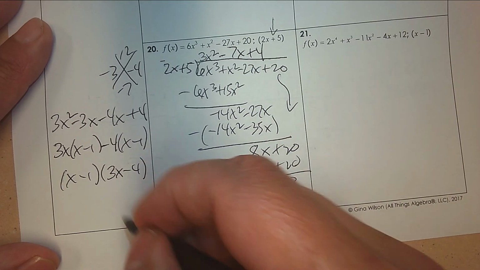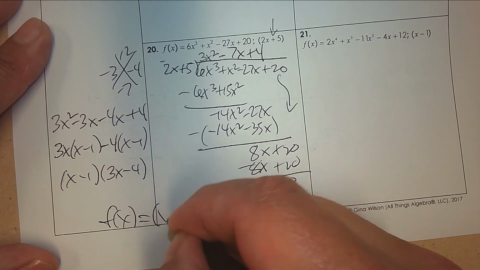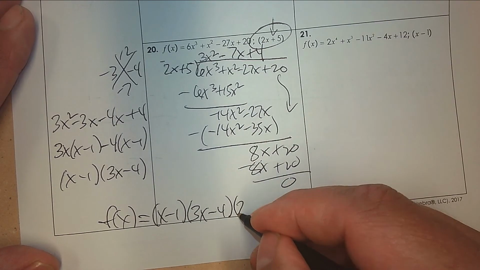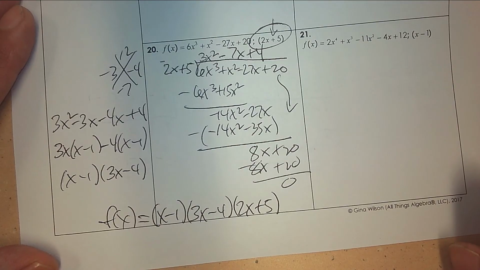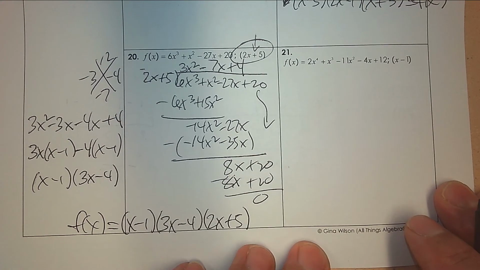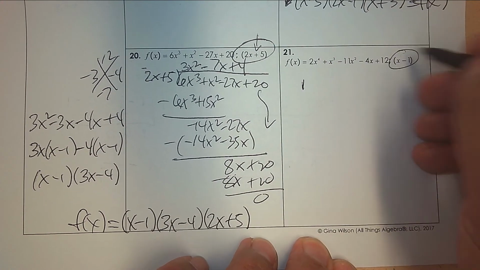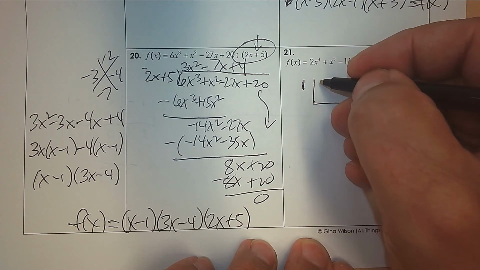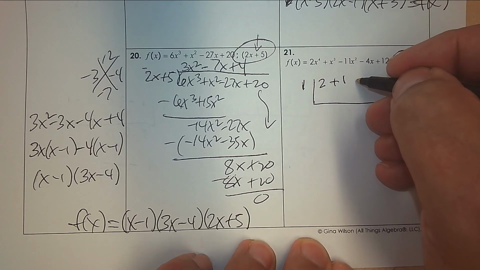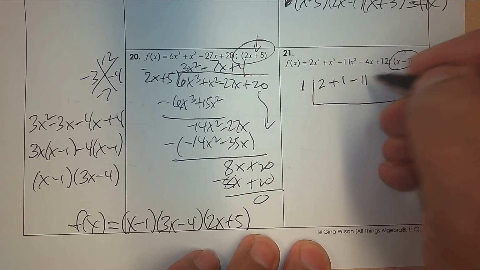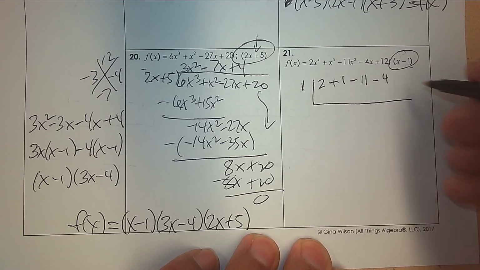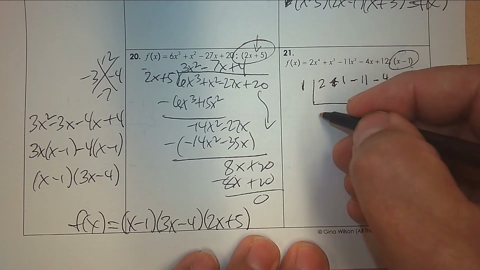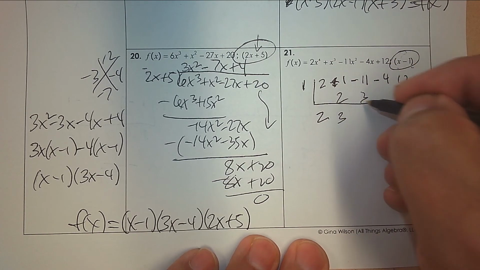So altogether, what would the function look like? So I have the x minus 1, the 3x minus 4, and what I began with, which is 2x plus 5. All right, one more left. So this one I can do synthetic because it's a simple linear. So positive 1, I use the 0. I have 2x to the 4, so 1x cubed, negative 11, x squared, negative 4x and 12. So add and then multiply all the way down.